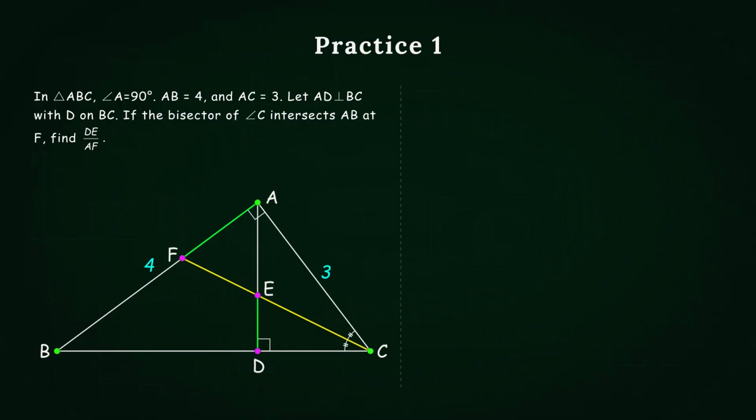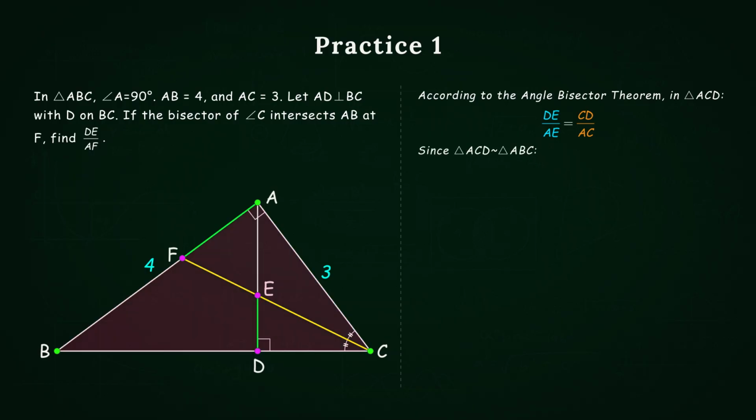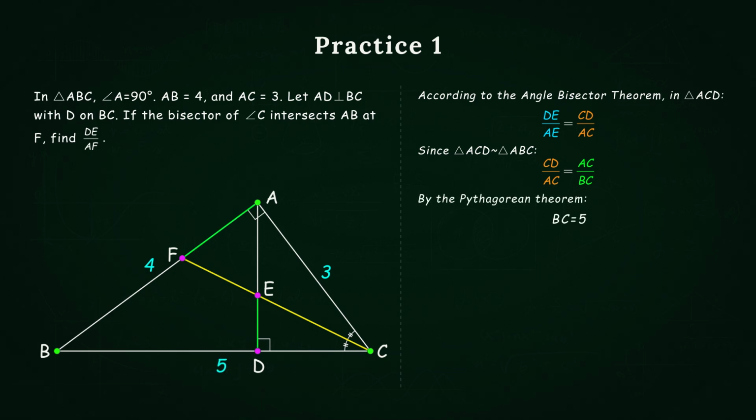According to the angle bisector theorem, we know that DE over AE equals CD over AC. We can easily get the ratio on the right, CD over AC. Since the two right-angled triangles, ACD and ABC, are similar, this ratio actually equals AC over BC. According to the Pythagorean theorem, BC is 5, so we can get this ratio directly. Combining the steps above, we have DE over AE equals 3/5. However, the question asks for DE over AF, so what is the relationship between AE and AF?